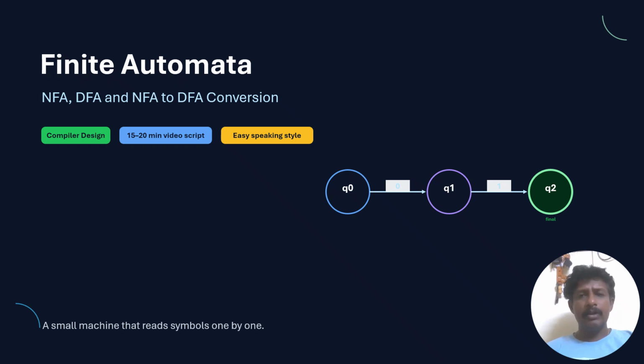First, we will understand what a finite automaton is doing. Then we will see DFA, then NFA. After that, we will learn how to convert NFA into DFA. Okay. The main idea is very simple here. A machine reads input symbols one by one, like zeros and ones or A and B. Based on the symbols, it moves from one state to another state. At the end, it either accepts or rejects. So in this full video, just keep four words in mind: input, state, transitions, and final result.